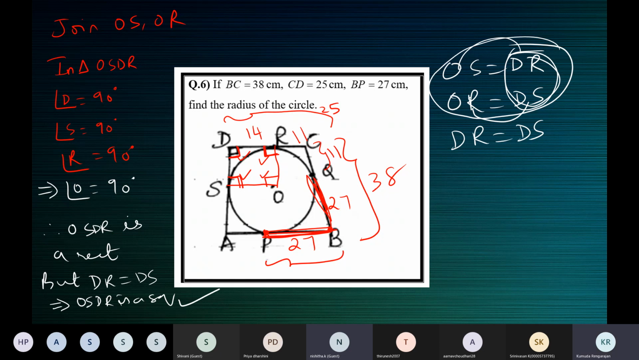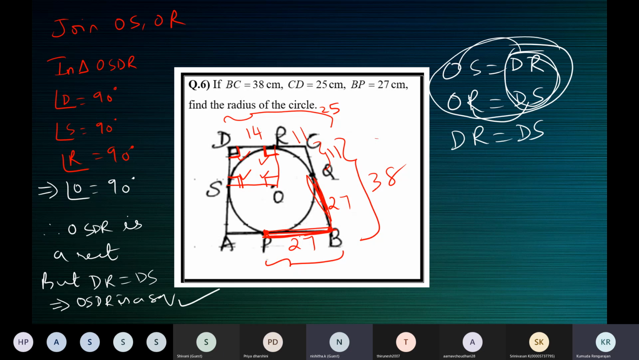So first, step 1, you need to prove that OSDR is a square. You have the construction, join OS, join OR. Show it's a square. That's the first step. After that, BC and CD are full sides. Given that 25 and 38 are full sides of the quadrilateral, take this small piece BP. It's not AB, it's just BP, part of AB. Start from there.